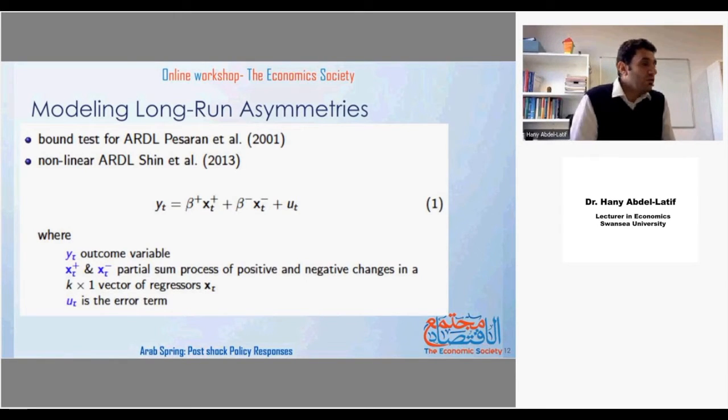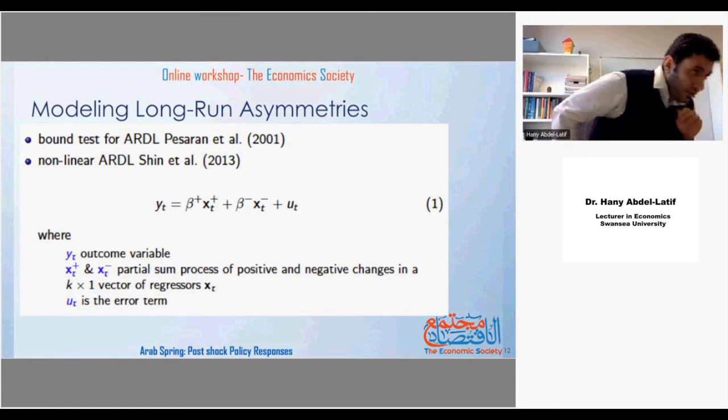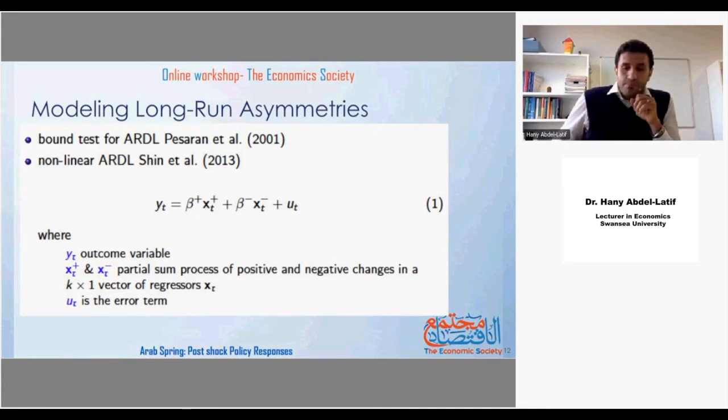So let's see how we dealt with this econometrically. In our econometric model, we use the nonlinear ARDL model, which is an extension of the ARDL model, which uses the bounds test for testing for cointegration or long-run relationship. So the main equation we try to estimate in our nonlinear ARDL model is by Shin et al.